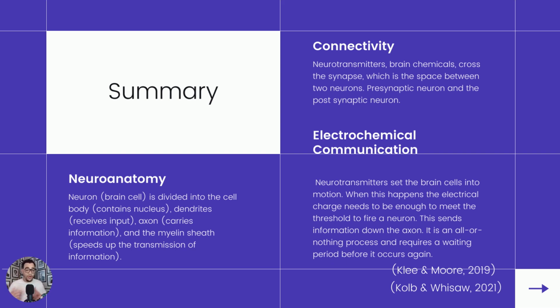And that's when the neurotransmitter is received. It sets certain actions into motion, which takes electrical charge. Once it hits enough charge, that threshold that it needs, the neuron fires, it sends information down the axon, and it's an all or nothing process, which requires a waiting period before it can occur again.